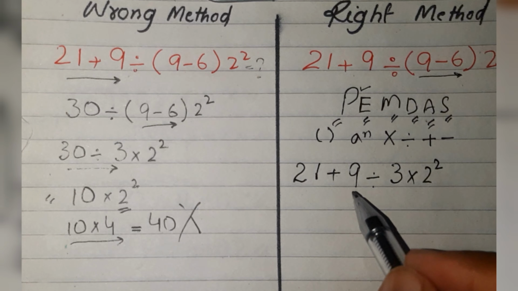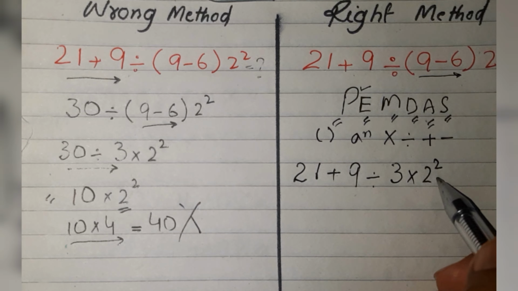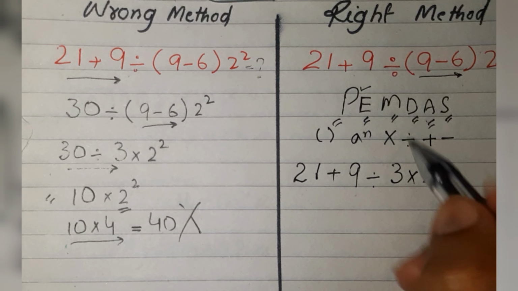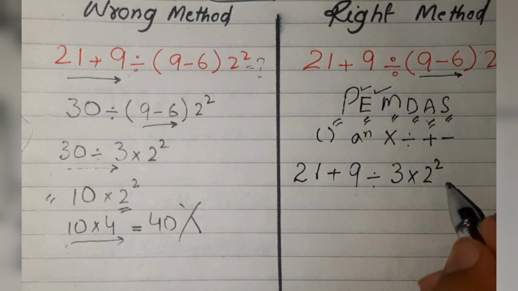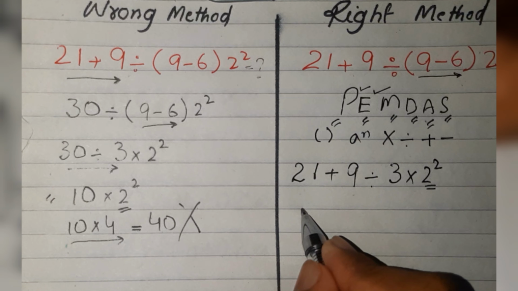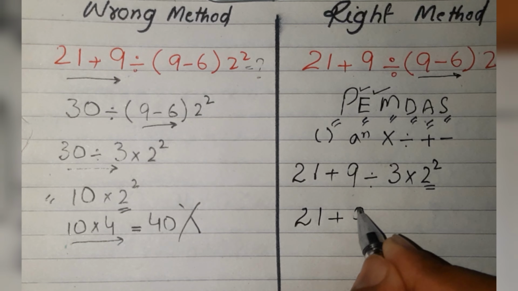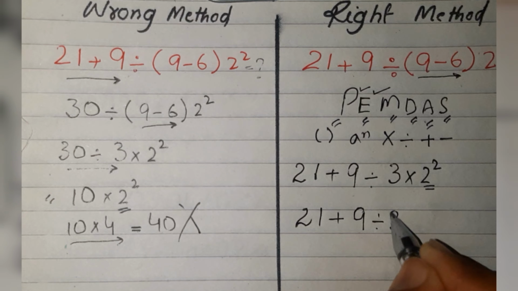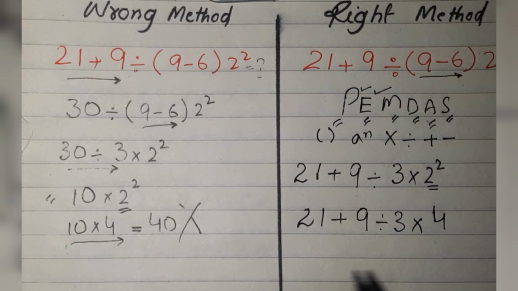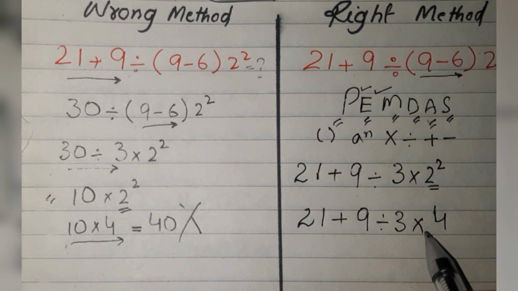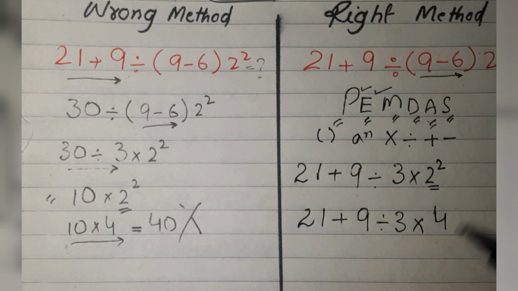Now in this expression there are 4 signs: addition, division, multiplication and exponent. So according to the PEMDAS rule we do the exponent because exponent has a higher priority than other operations. So first we do the exponent. Now instead of this expression we write 21 plus 9 divided by 3 times 2 squared, which means 4.